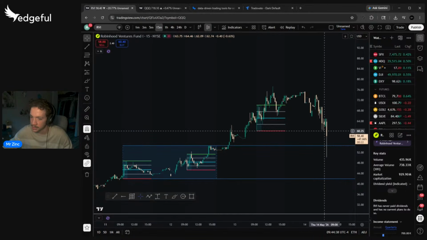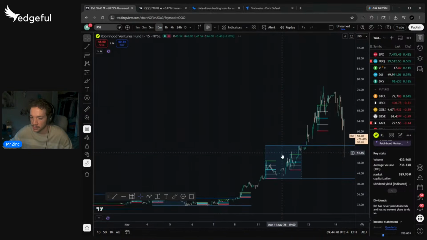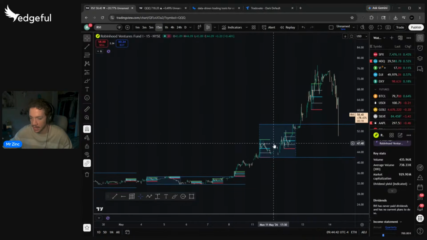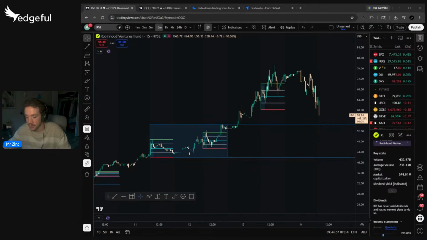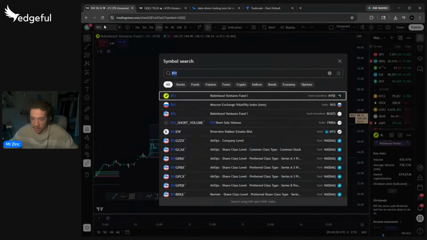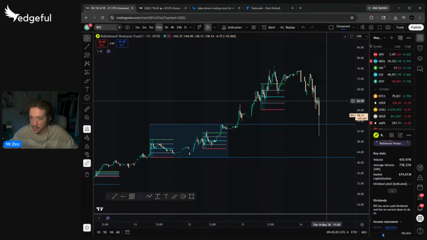So what this probably means is that one of the PIPE investors, one of the people that invested in it last week or early on, probably sold their shares today, and it's only 100 million. I sound crazy saying it's only 100 million, but that's nothing to a hedge fund. That's a speculative buy for them. So they probably put 100 million into Robinhood Venture Fund, and they just took their profit today, and that's why it dropped 20%.